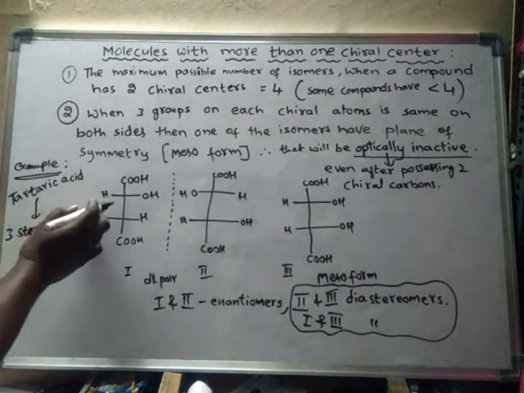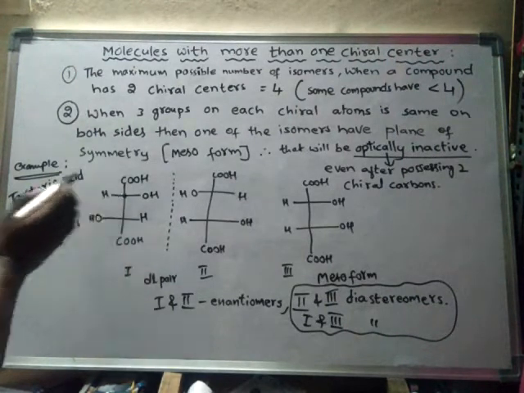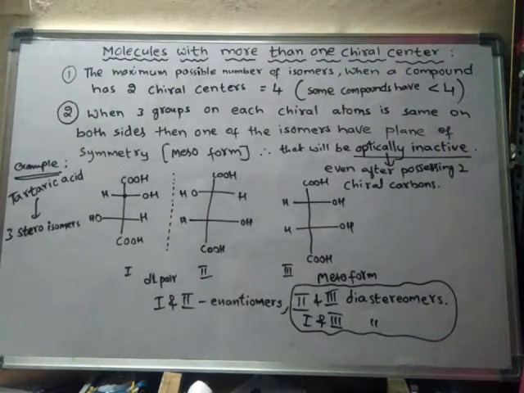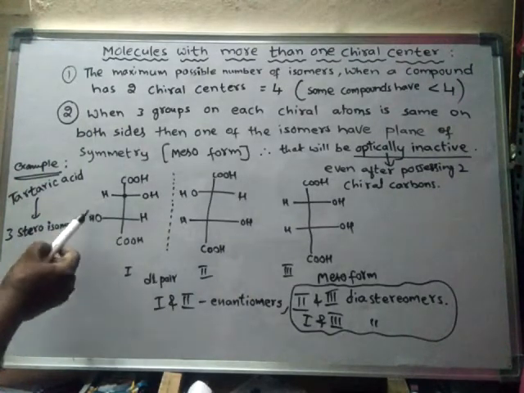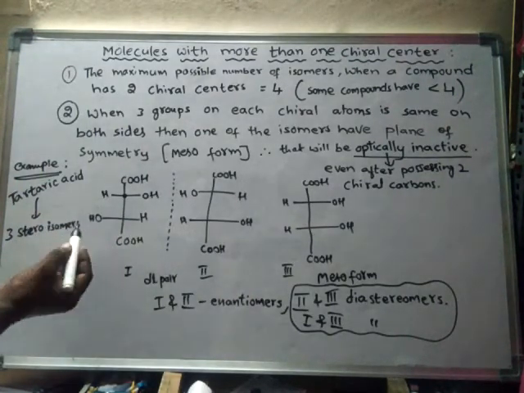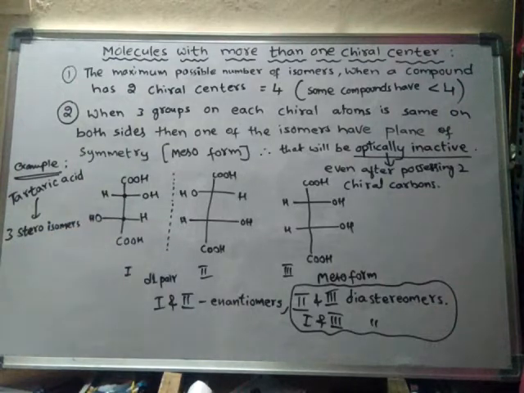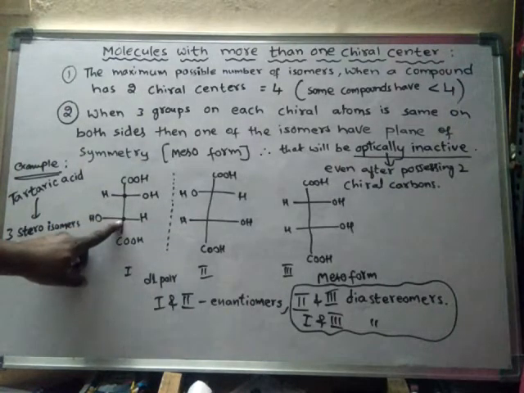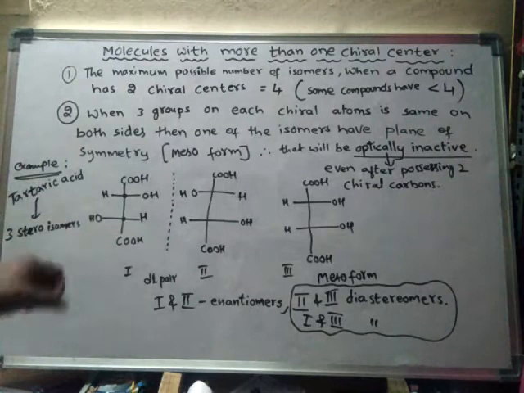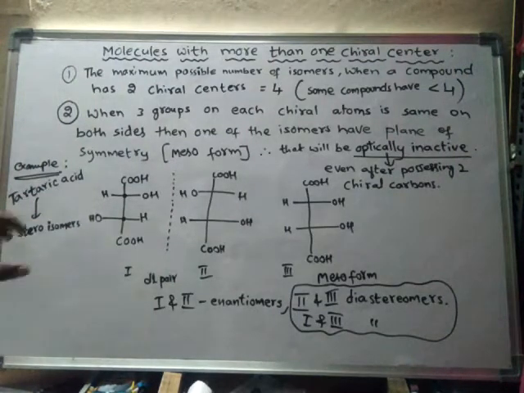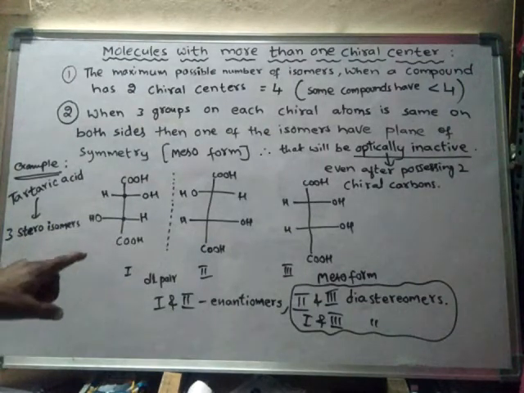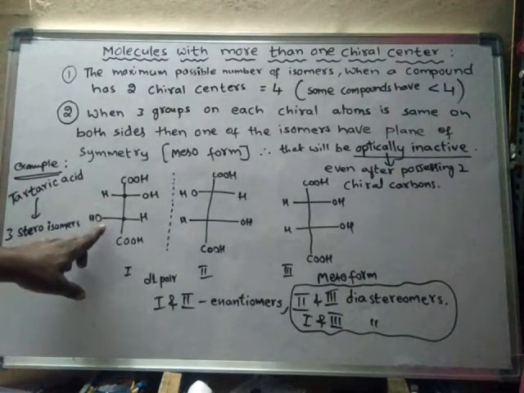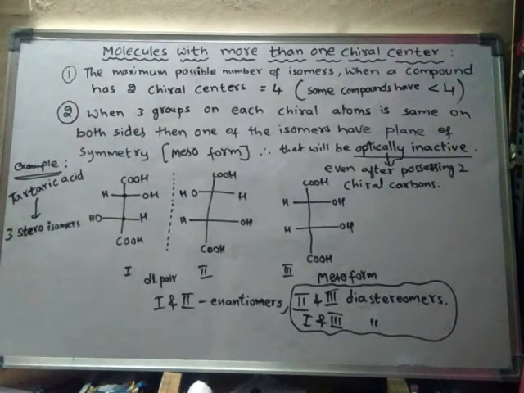For example, here this is a chiral atom. So it has 4 different groups. And this is also another chiral atom, and here also these 4 are different groups. But if you compare these two chiral atoms, the 3 groups attached on this chiral atom are the same 3 groups on the other chiral atom also.